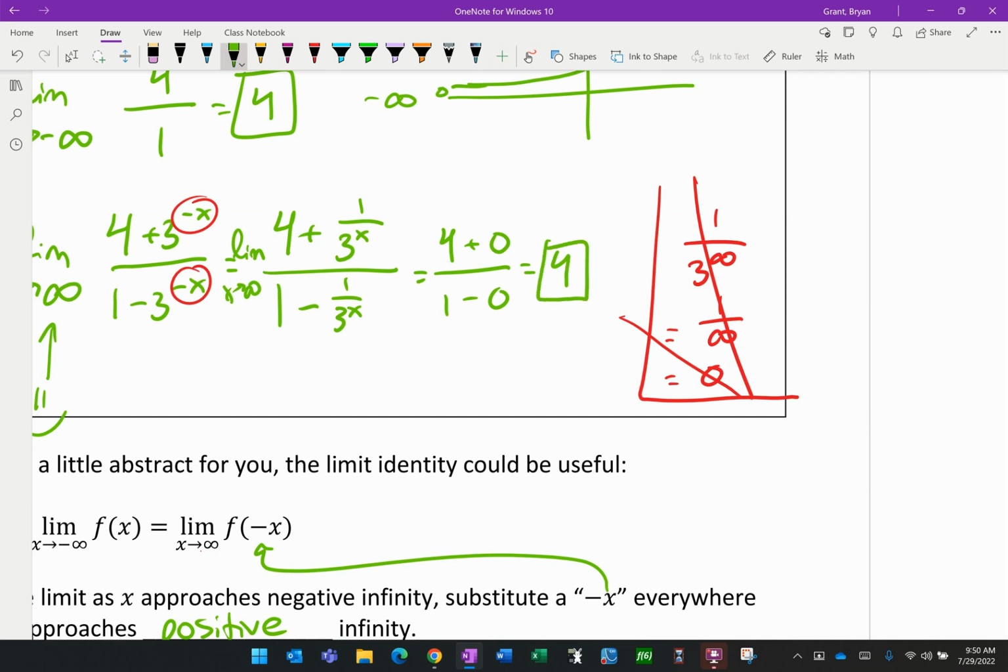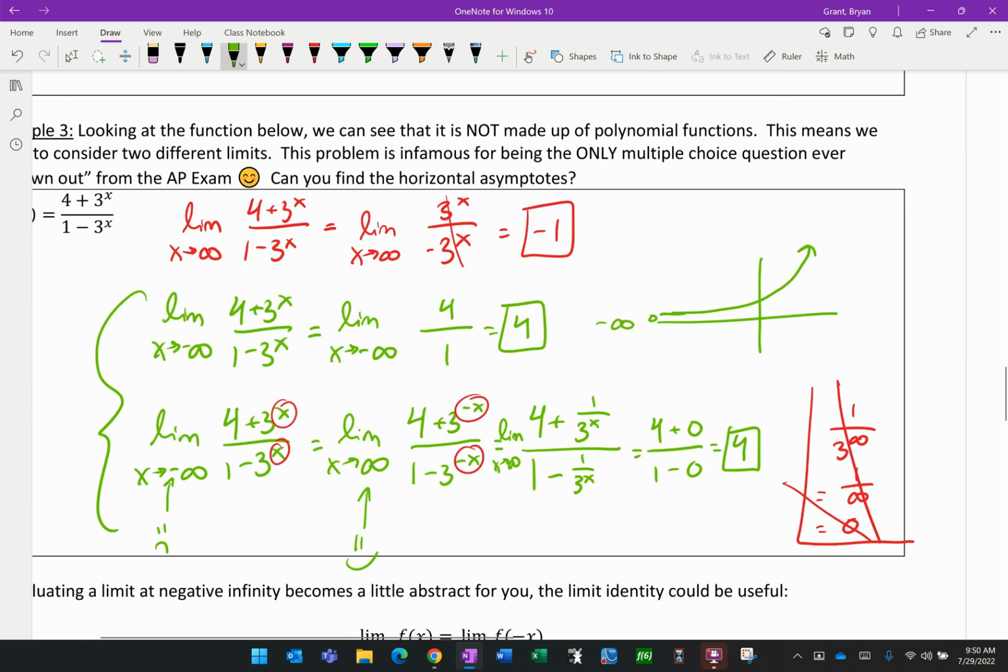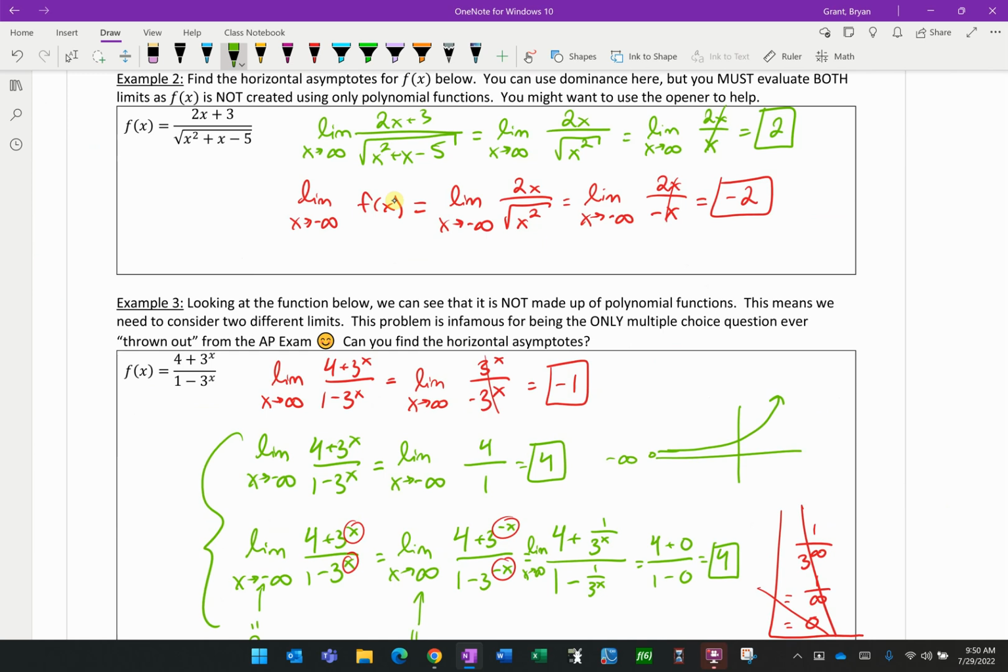Okay, so this tells us then that we'll get 4 plus 0 over 1 minus 0, which is, again, 4. And you should also probably notice that this trick works for this guy up above too, right? If you replace all the x's with negative x's, you would get 2 times negative x over the square root of negative x squared. And so we'd end up with negative 2x over the square root. Negative x squared is just x squared. And then we end up with negative 2x over x, which is negative 2.